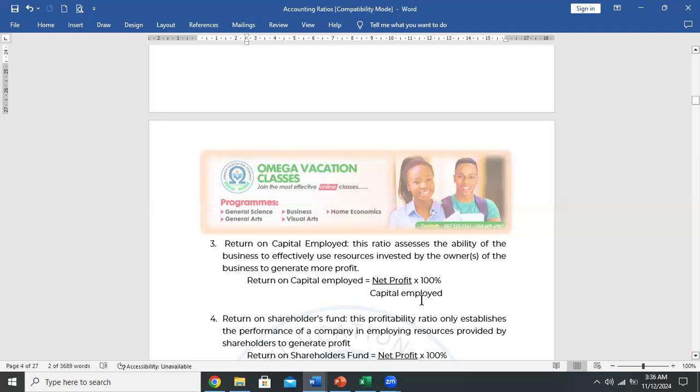Dear professors, I would want somebody to tell us how to calculate capital employed from the balance sheet. That's the clue I can give you. Capital employed, how do we calculate it?